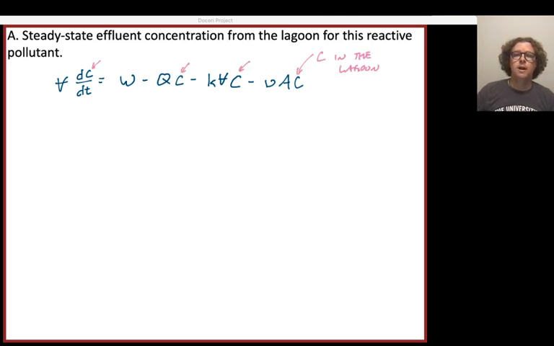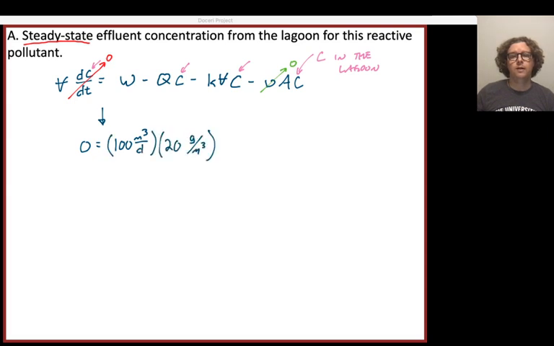And just to remind you, that concentration C, everywhere I've pointed at it with a pink arrow, that's the concentration in the lagoon. Now this is a steady state problem, so the accumulation will go to 0. And we weren't given anything about settling, so we'll take that term to 0 as well. And we find ourselves left with something like this.